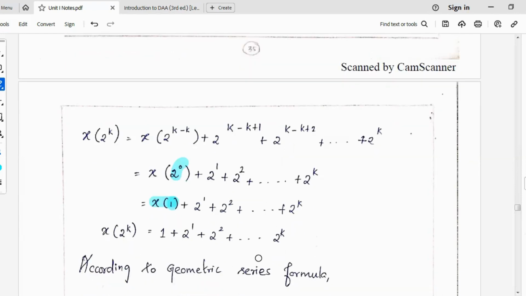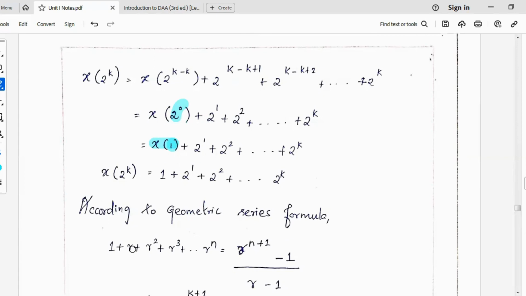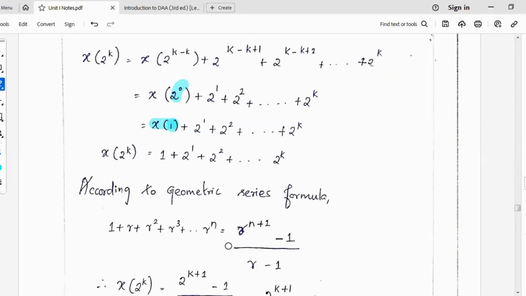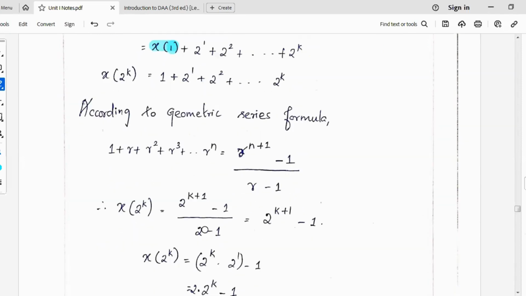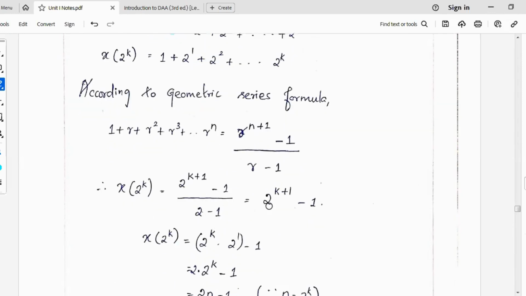To simplify this I have to know one formula, that is 1 plus r plus r squared plus r cubed up to r power n. The formula is (r power n plus 1 minus 1) divided by (r minus 1). Here the r value is 2, and this is up to 2 power k, right? So 2 power k plus 1 minus 1 divided by 2 minus 1.